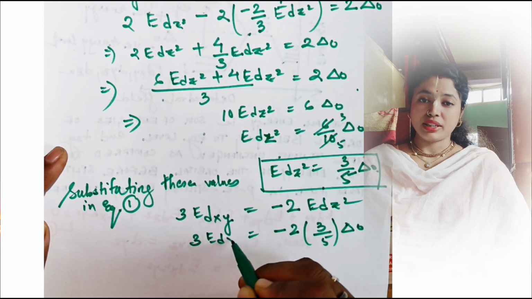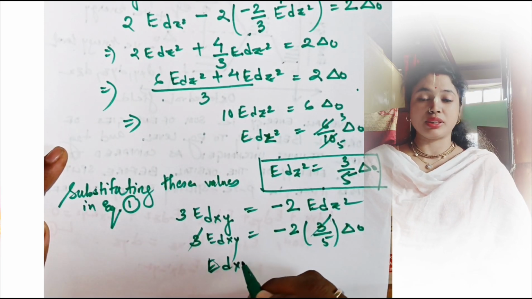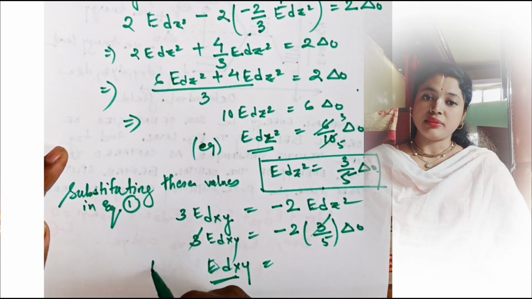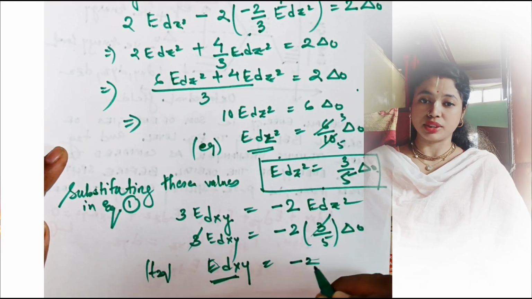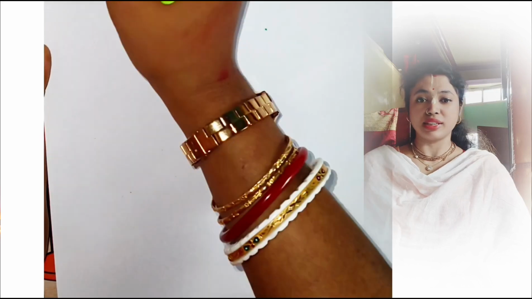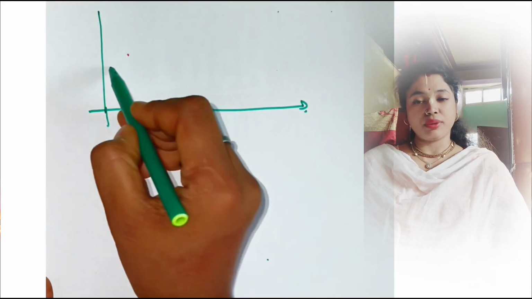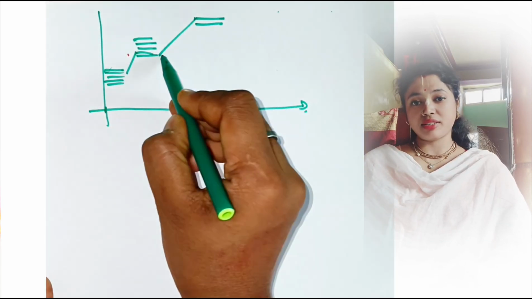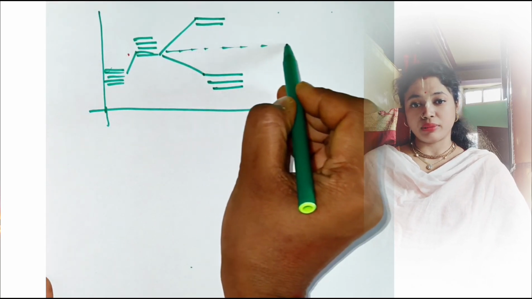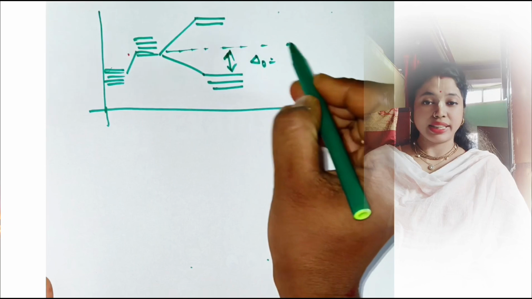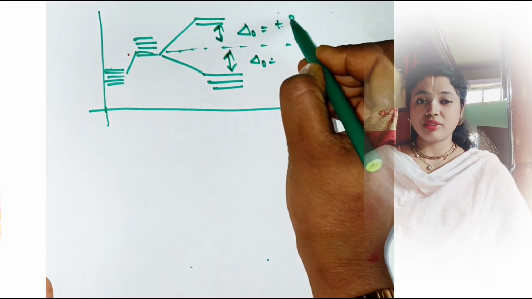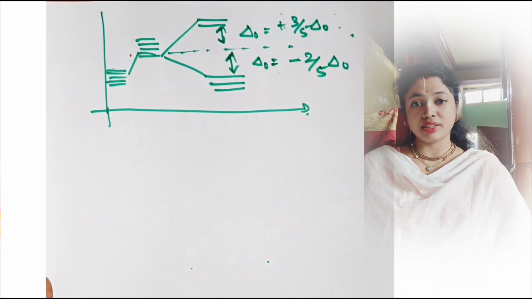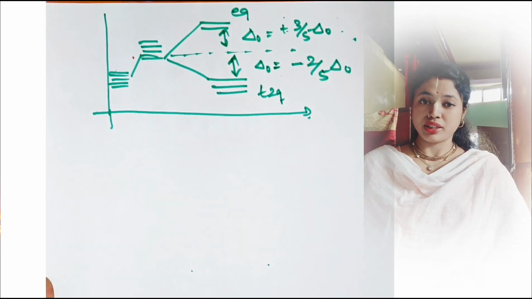So 3 E dxy equals that, and 3 and 3 get cancelled. So your E dxy, that means the lower orbital, is the T2g level, and the upper orbital is the Eg level. The difference here is minus 2 by 5 delta naught. So what is the energy difference if we draw the graph again? Here the crystal field splitting is plus 3 by 5 delta naught for the Eg level, and minus 2 by 5 delta naught for the T2g level.